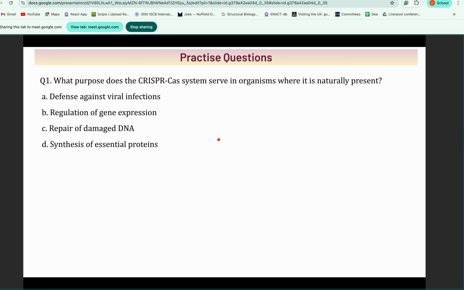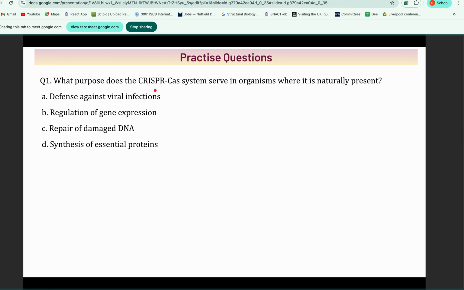Okay, so now we'll practice the MCQs. The first question is, what purpose does the CRISPR-Cas system serve in the organisms where it is naturally present? Option A, defense against viral infections. Option B, regulation of gene expression. Option C, repair of damaged DNA. And option D is synthesis of essential proteins.